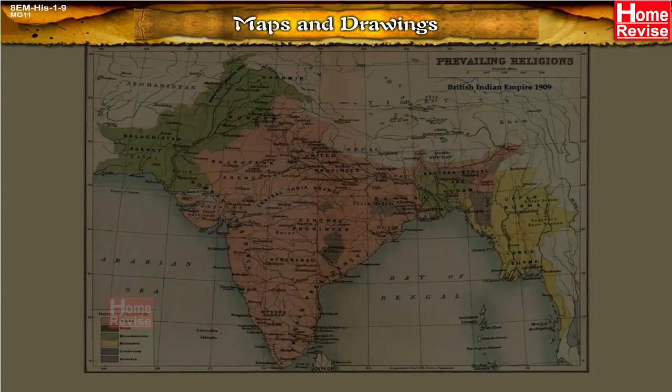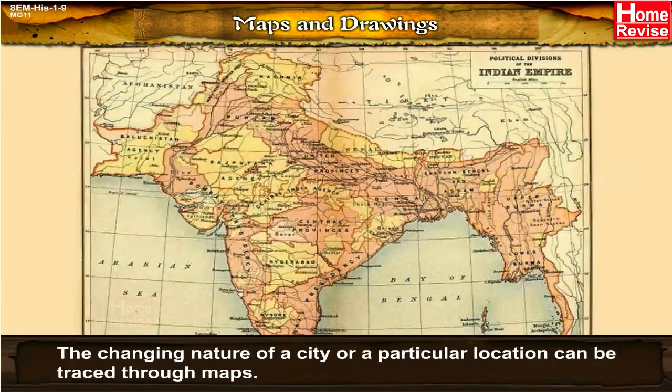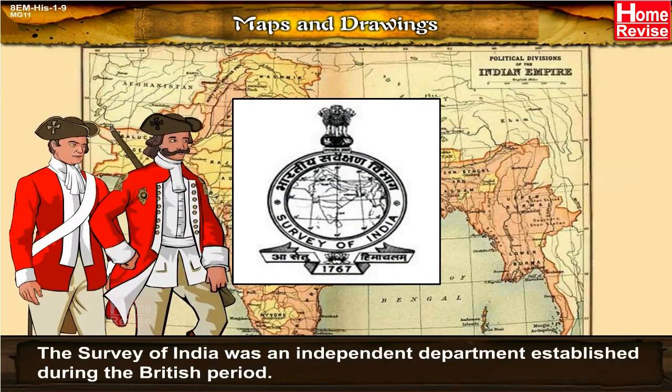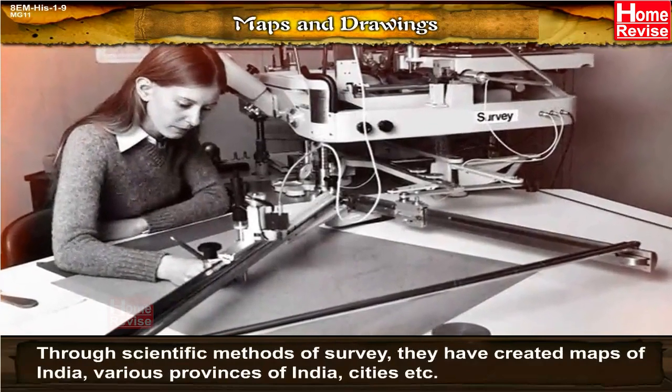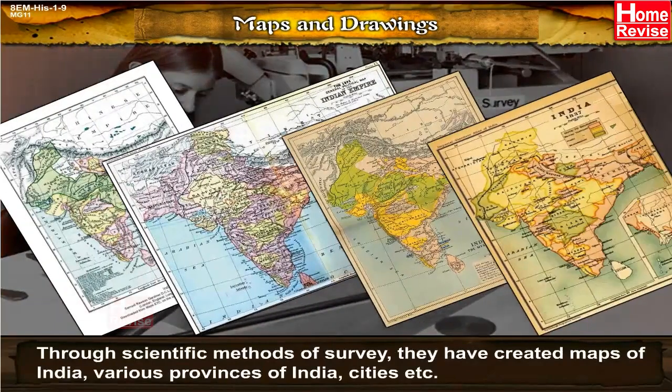Maps and drawings. Map is also regarded as an important source of history. The changing nature of a city or a particular location can be traced through maps. The Survey of India was an independent department established during the British period. Through scientific methods of survey, they have created maps of India, various provinces of India, cities, etc.